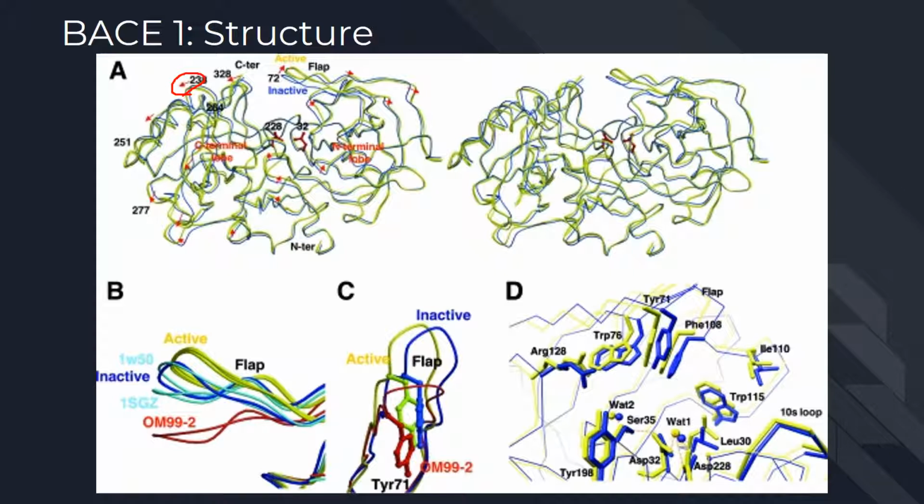And in structure D, you can notice the difference in location in the vicinity of the active site cleft and the flap between the active structure, which would be yellow, and the inactive structure, which would be blue. You can also see the hydrogen bonding networks by dotted lines, which can be seen right here.